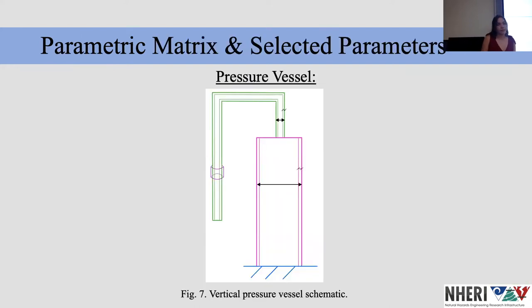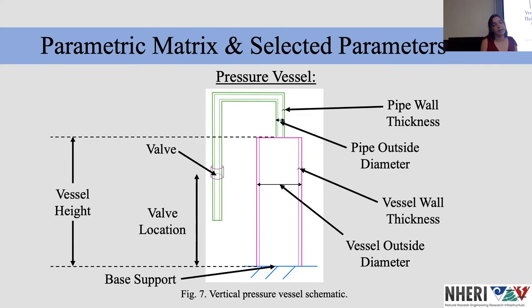So first, like I talked about before, the parametric matrix: I took about the first 3 weeks of my internship and looked at what sort of features are important structurally for these vessels and what we would have to look at in our model. Some of the relevant ones that we eventually decided on involved the vessel outside diameter, the vessel wall thickness, the piping outside diameter, the piping wall thickness, and then the valve attached to the piping.